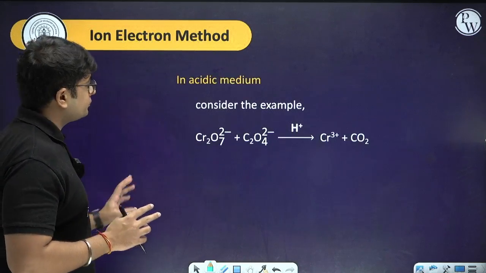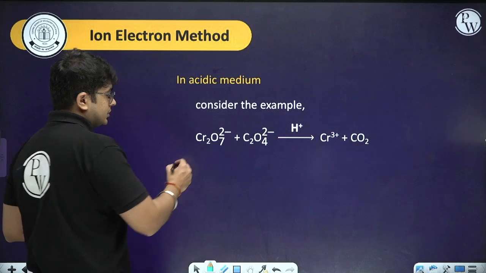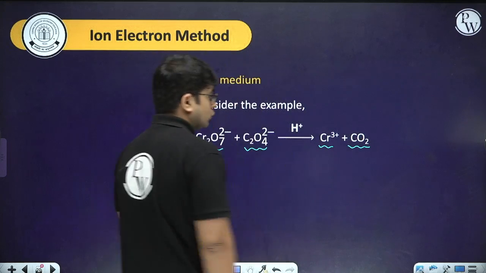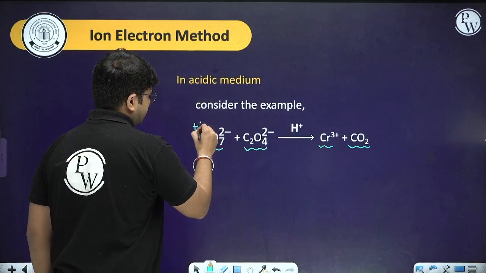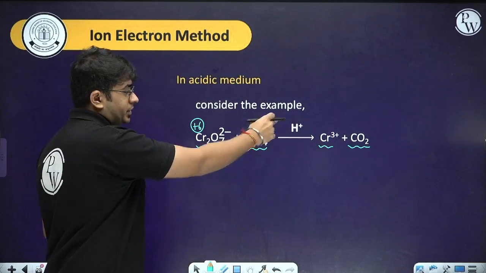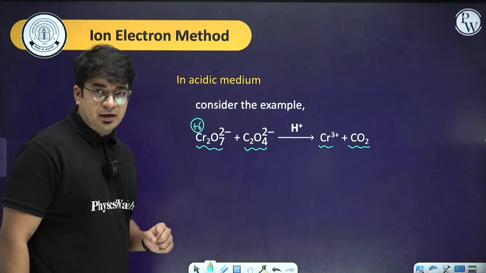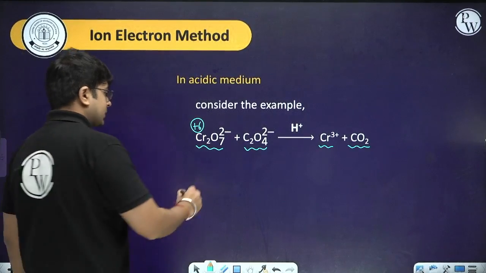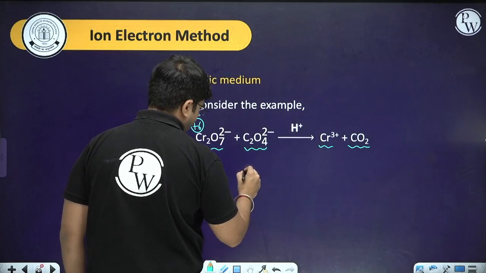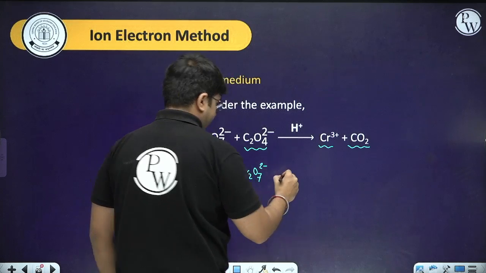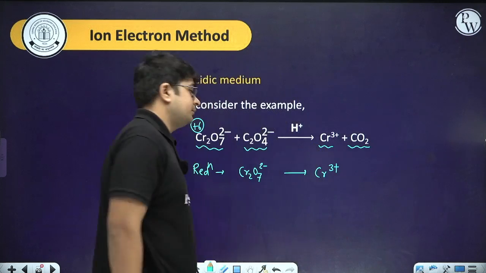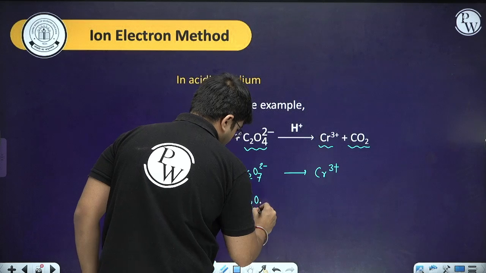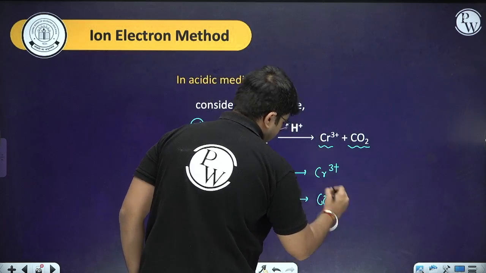For example, I am talking about this reaction, which is Cr2O7 2 negative reacting with oxalate ion and converting into Cr3 positive as well as CO2. First of all, I can see that Cr is +6 in dichromate and +3 in the product. Now you can see that it is converting from +6 to +3. That is the process of reduction. So reduction involves Cr2O7 2 negative to Cr3 positive. Definitely the second part will be oxidation: C2O4 2 negative is converting into CO2.